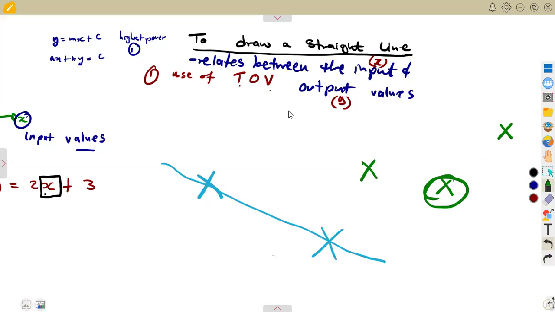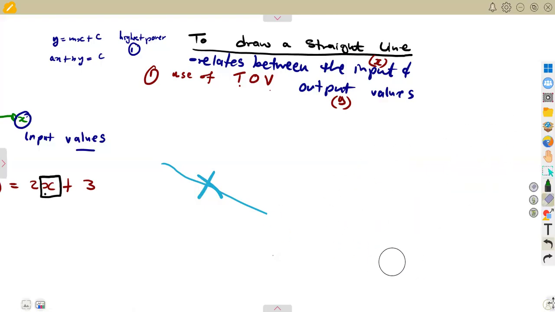You can go back to the given points to cross-check, because you are not given the points. It is you who is supposed to calculate or mark these points. So if you are having 3 points, that is the advantage. So use at least 3 points in your table of values.